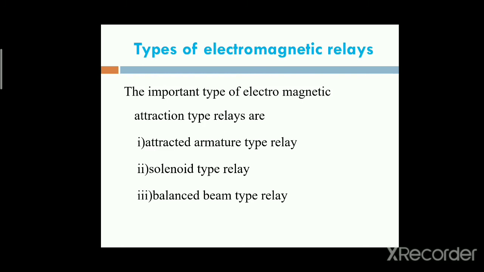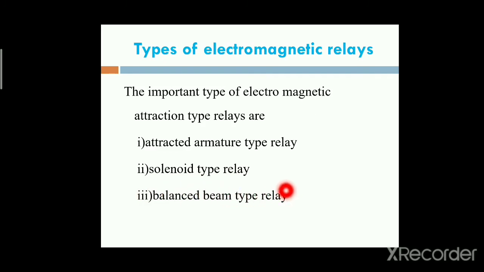Next, coming to the important types of electromagnetic attraction relays. What are the important types? There are three types. The first one is the attracted armature type of relay. Next one is the solenoid type of relay. Next one is the balanced beam type of relay.